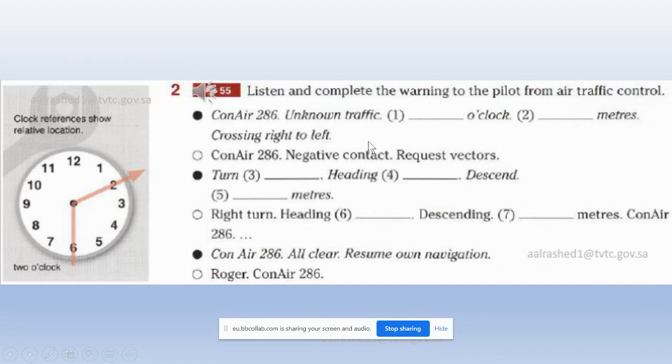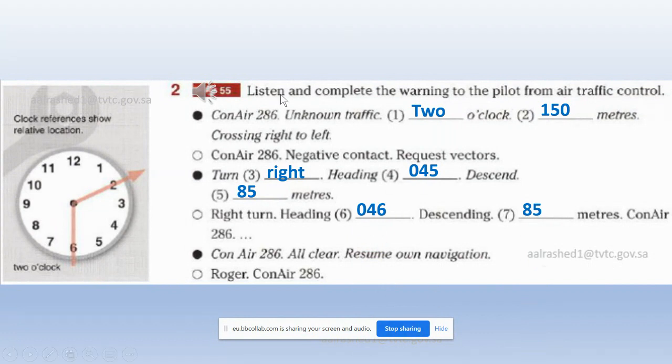Unit 10, recording 55. Conair 286, unknown traffic, 2 o'clock, 150 meters, crossing right to left. Conair 286, next. Unit 10, recording 55. Okay. Turn right, heading over 85 meters, right now, turn heading over 6, descending 85 meters.